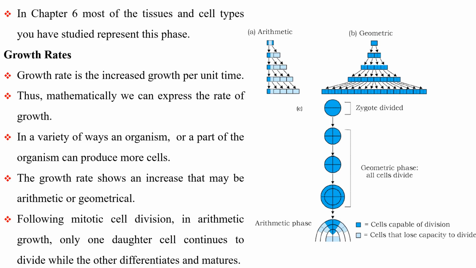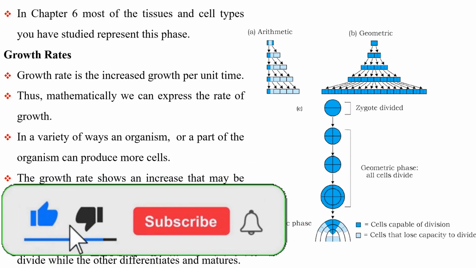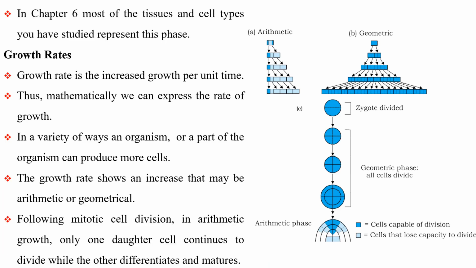Growth rates. Growth rate is the increased growth per unit time. Thus, mathematically, we can express the rate of growth. In a variety of ways, an organism or a part of the organism can produce more cells. The growth rate shows an increase that may be arithmetic or geometrical. Following mitotic cell division in arithmetic growth, only one daughter cell continues to divide while the other differentiates and matures.